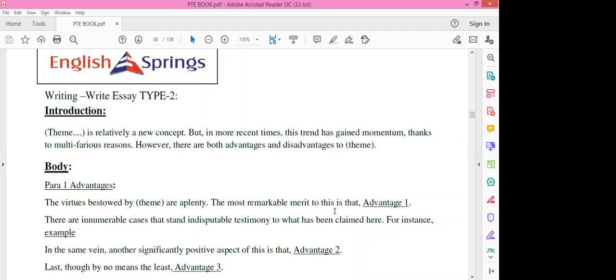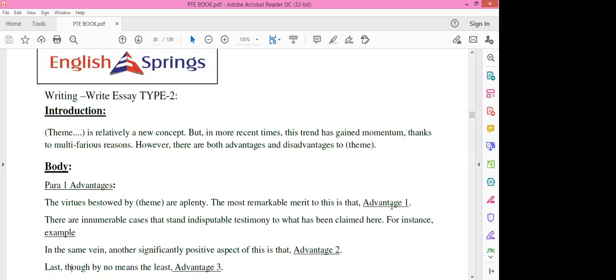The most remarkable merit to this is that, give your first advantage, that is your idea, make it into a sentence now. The idea was there, quality of education. So the most remarkable merit to this is that the quality of education in these institutes is really remarkable, as they emphasize more on practical knowledge rather than theoretical aspects.